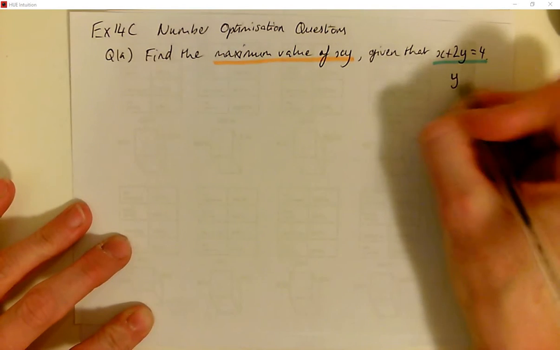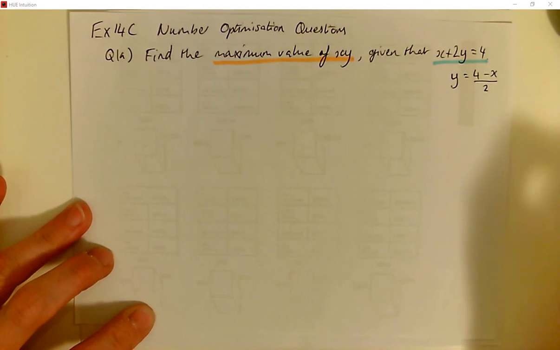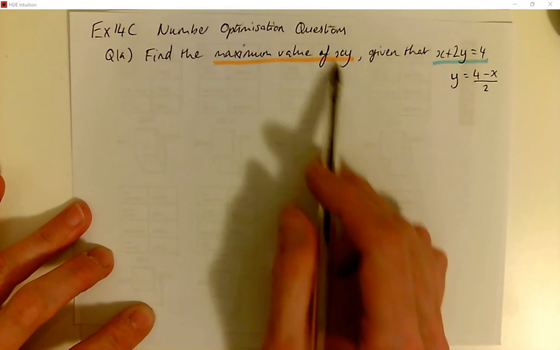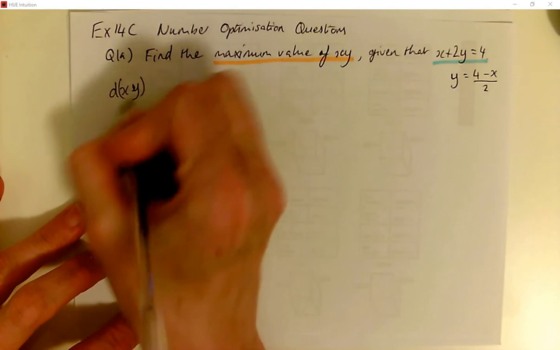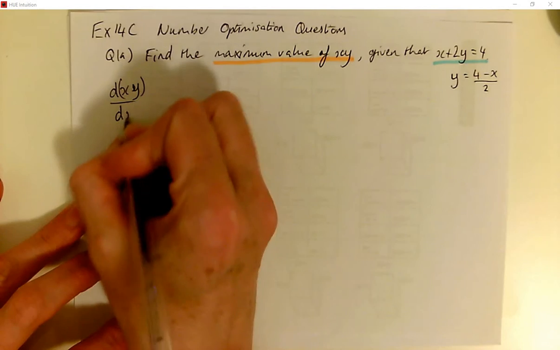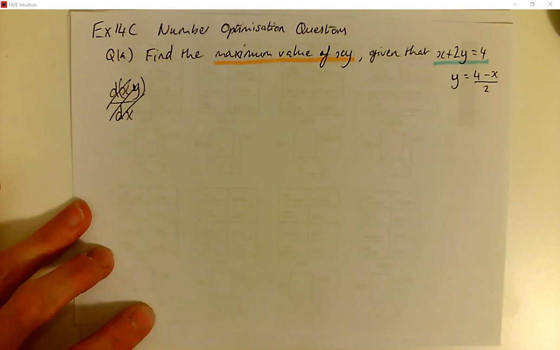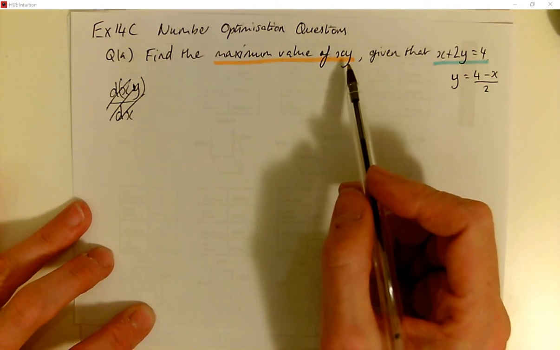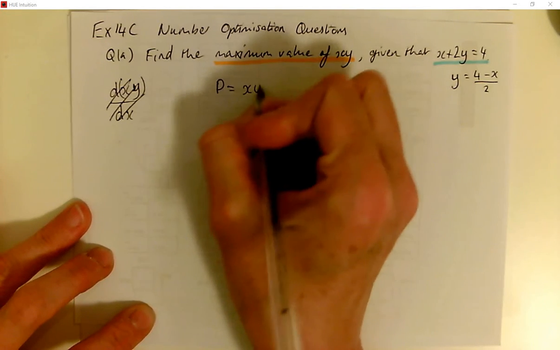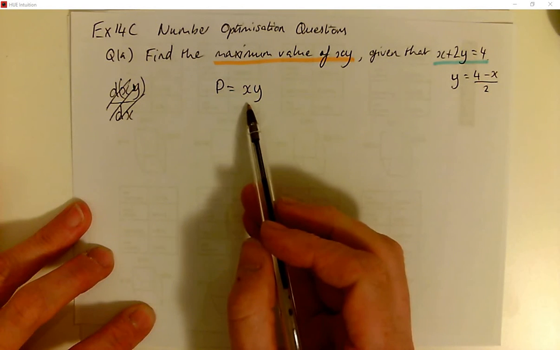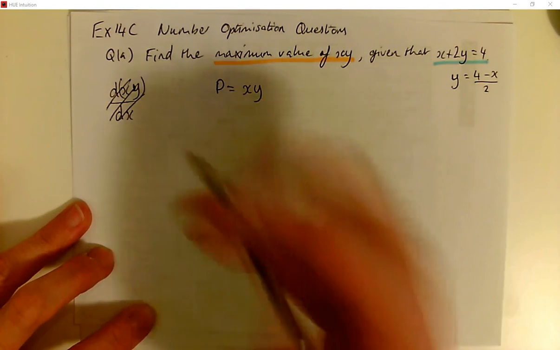So we start with this. We've got y is going to be 4 minus x over 2. Right then, so now the thing we want to maximize is xy. You could be thinking of doing d(xy) with respect to our letter which we've chosen, which is going to be x, but that looks awkward, so I think it's less confusing to call the quantity we're maximizing something. Because that's a product, I'm going to call it p. So p is xy. Now I'm going to write p in terms of one letter, so because we can replace y in terms of x, that's what we'll do.